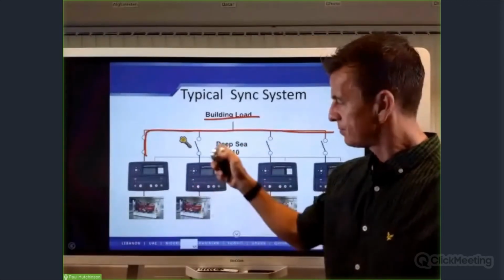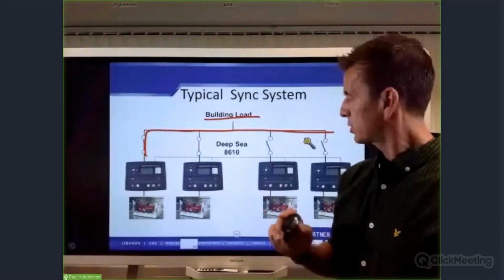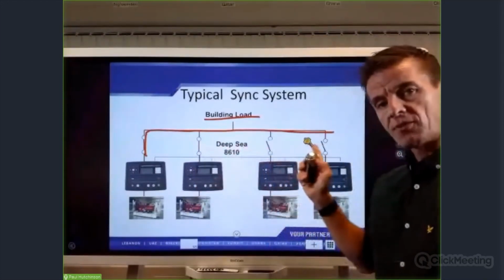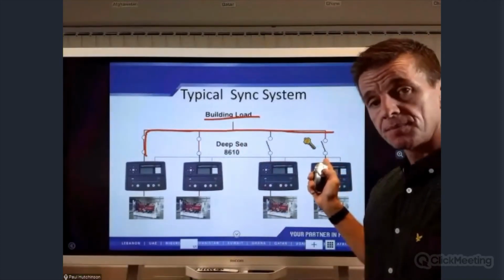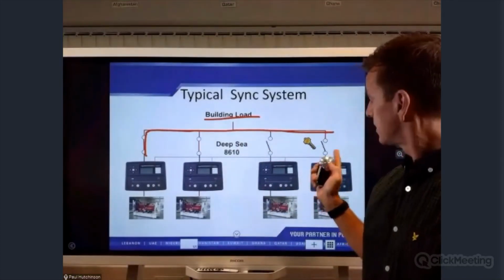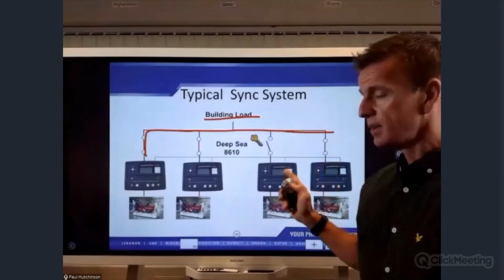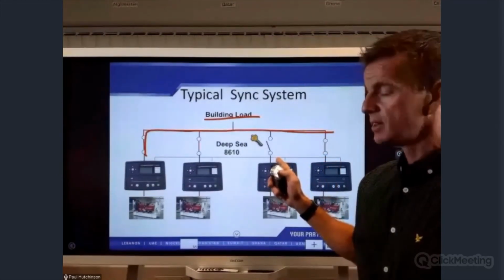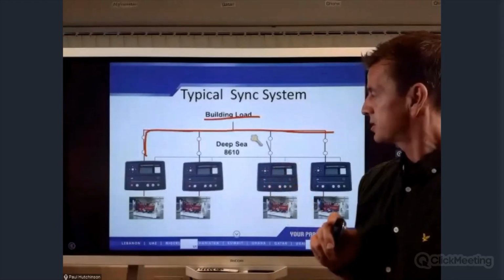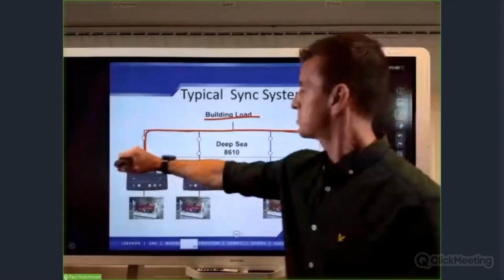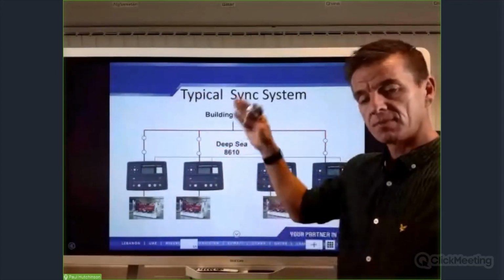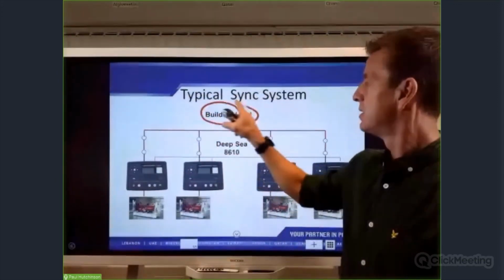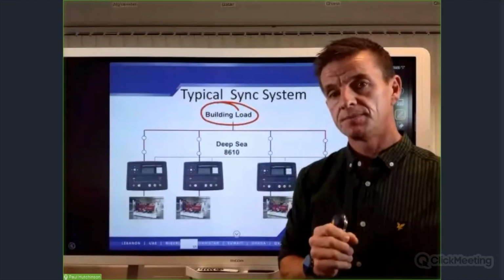Once that is happy, it will close its breaker. Whichever one is next, in this case number 4, closes his breaker, and then number 3 closes his breaker. At this point, the system is now supplying the building load.